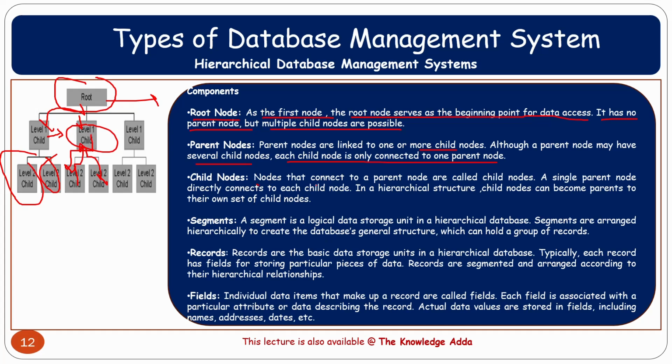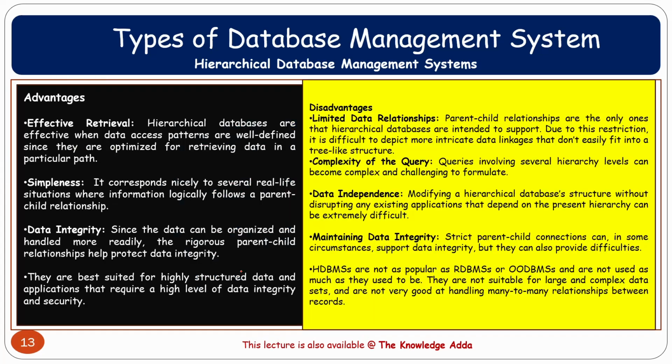Child nodes are those connected to a parent node. A single parent node directly connects to each child node. A segment is a logical data storage unit in a hierarchical database management system, and records are the basic data storage unit in a hierarchical database. So these are all the properties of the components of a hierarchical database management system.